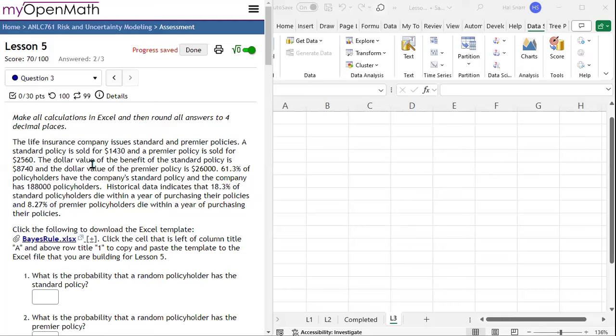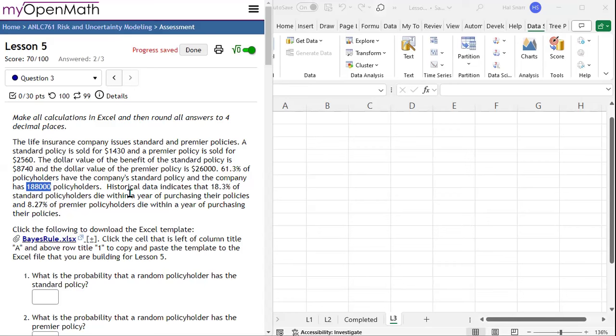$2,560. The dollar value of the benefit of the standard policy is $8,740, and the dollar value of the premier policy is $26,000. And the company has 188,000 policyholders. So the 188,000 policy owners, 61.3% of them have the standard policy, and the rest have the premium policy.